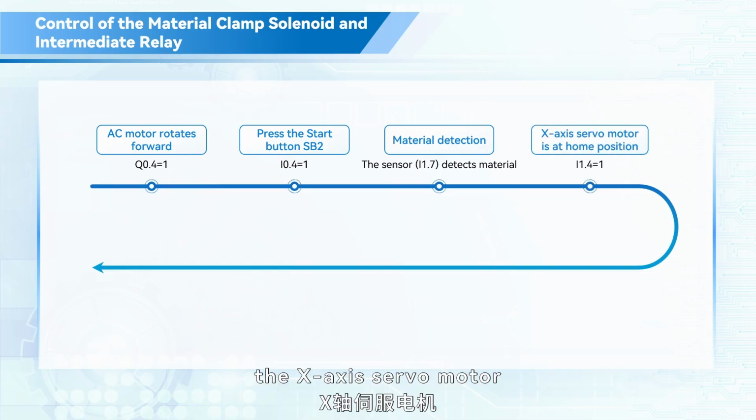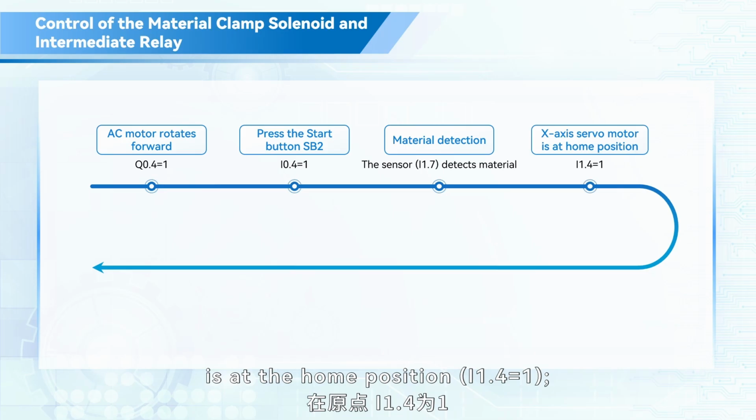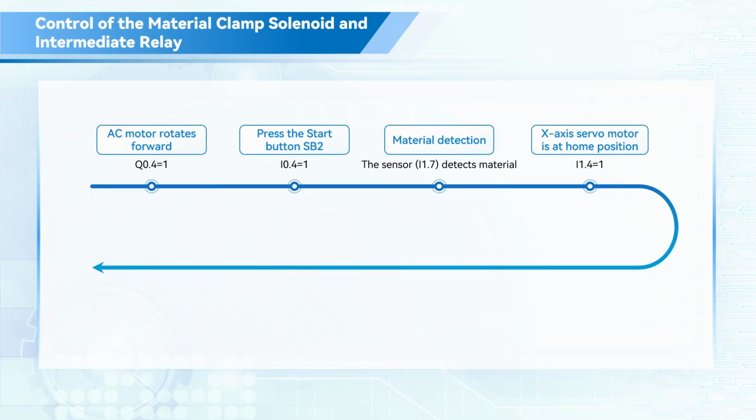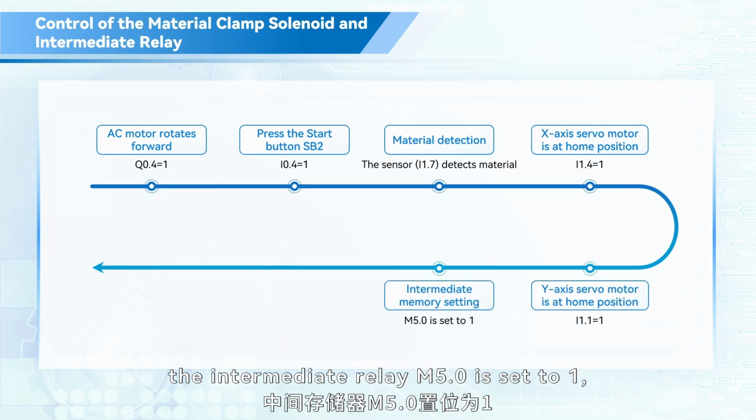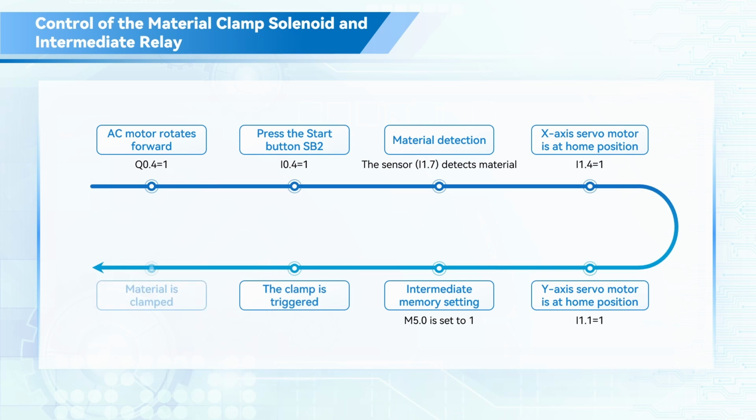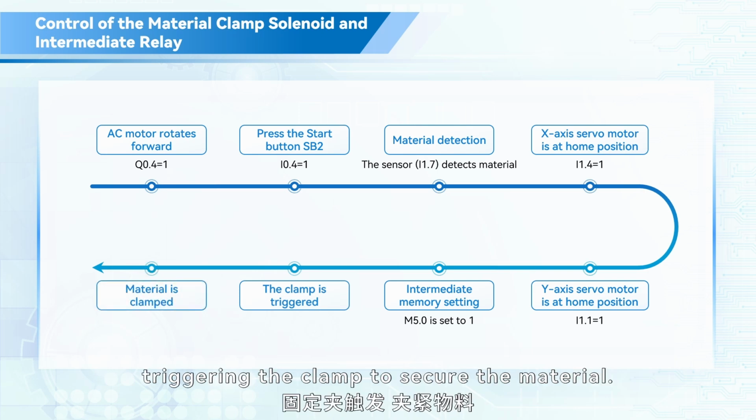The X-axis servo motor is at the home position, I1.4 equals 1, and the Y-axis servo motor is at the home position, I1.1 equals 1. When these conditions are met on a rising edge, the intermediate relay M5.0 is set to 1, triggering the clamp to secure the material.